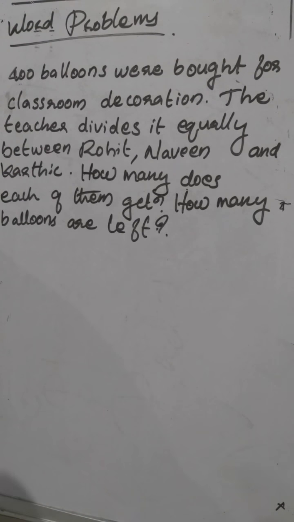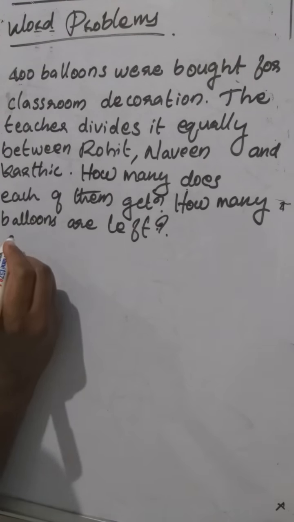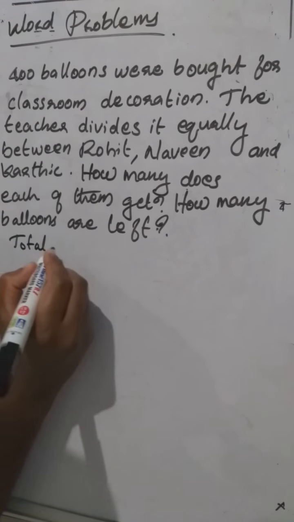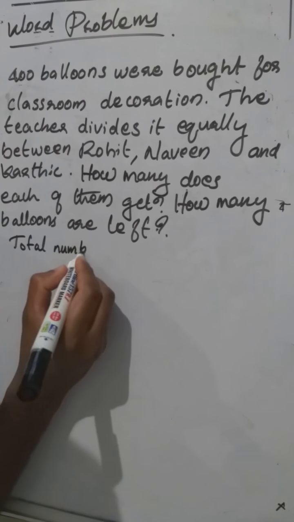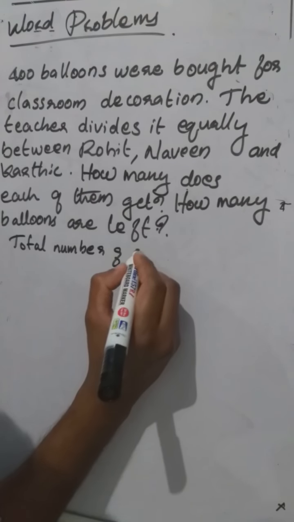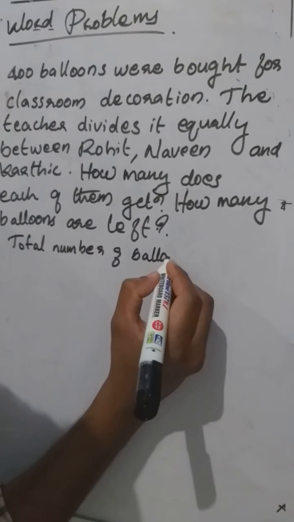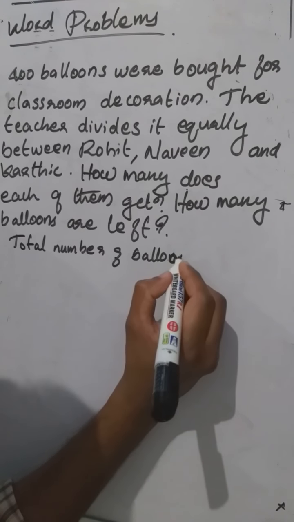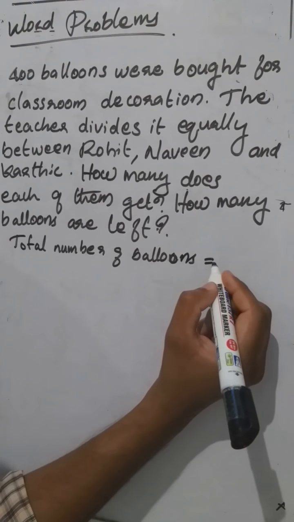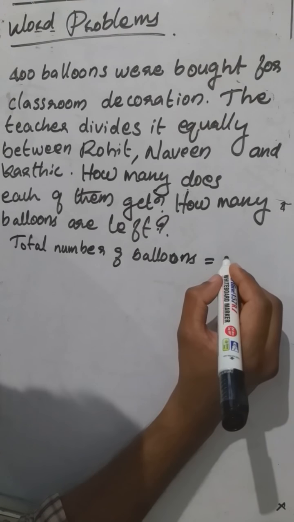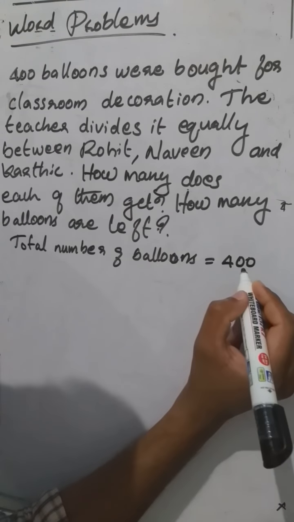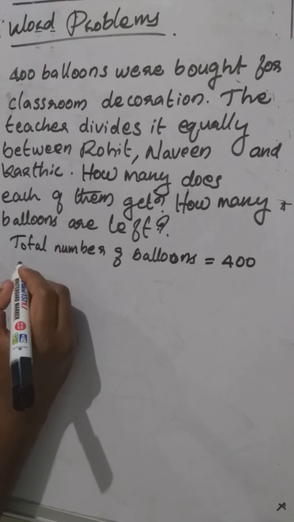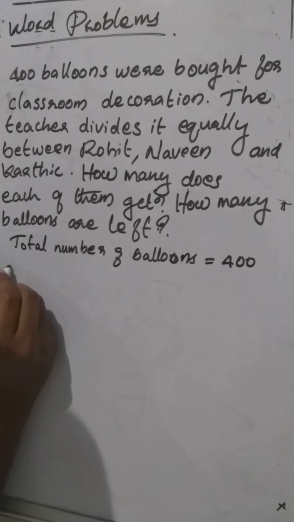First of all, we have to write the steps. How many balloons are there? Total number of balloons is equal to, how many balloons are there? In total 400. Now we have to find the number of balloons for each person.